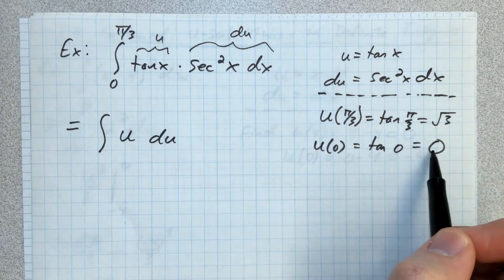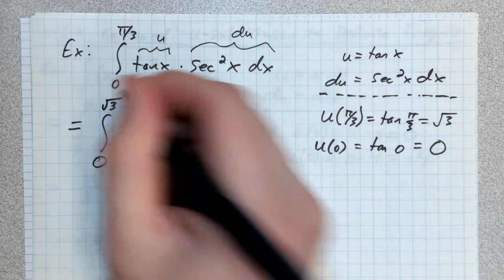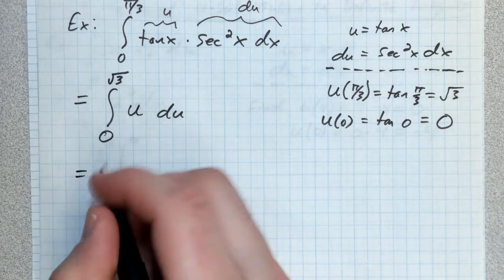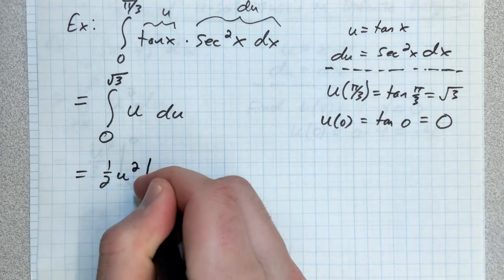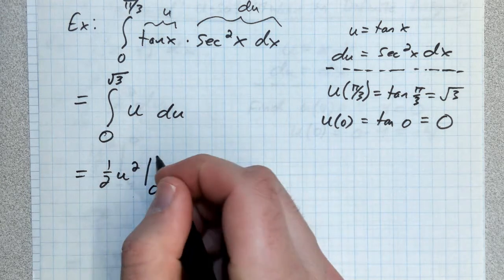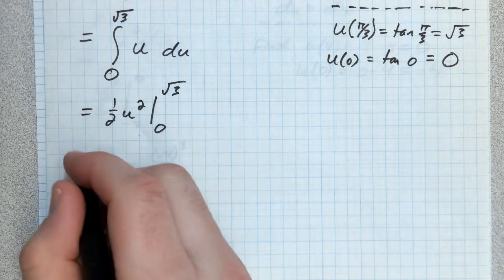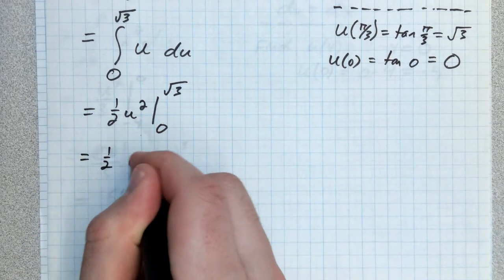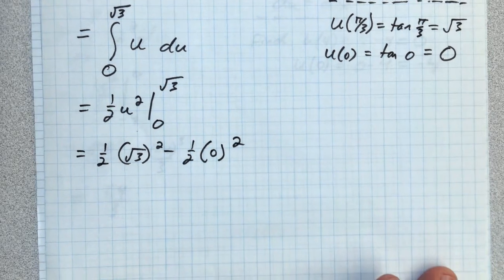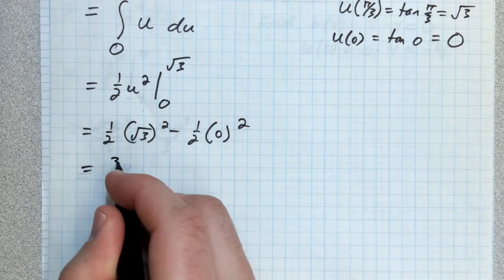Okay, so our lower bound is going to be 0. Our upper bound is going to be square root of 3. And then we're going to evaluate the integral here, right? So we're going to take the antiderivative. That would be 1/2 u squared evaluated from 0 to square root of 3. And then we can plug in the upper bound minus the lower bound. So this would be 1/2 square root of 3 squared minus 1/2 0 squared. And so that ends up being, square root of 3 squared is 3, so 3 over 2.